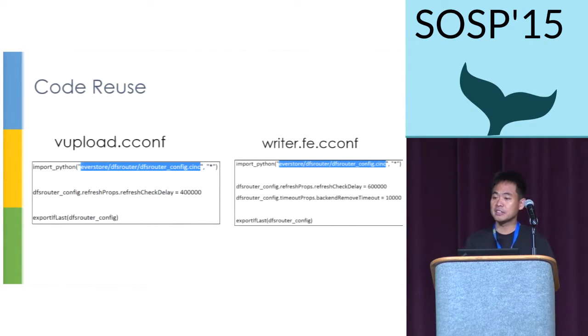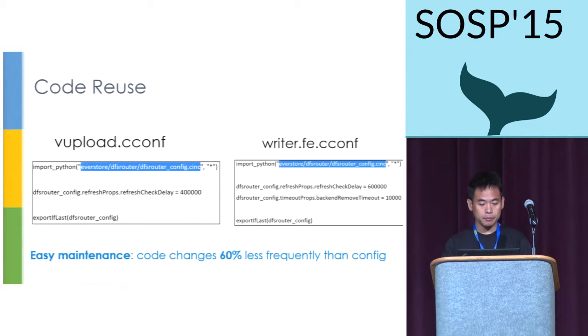However, if we reuse the same library to write another configuration program, then with just 4 lines of code, it can generate a configuration file of more than 1,000 lines. Then that's not cheating, that's the real benefit. Both configuration files are real examples we use in production. I copied them from our production server yesterday. So our data shows that configuration code changes 60% less frequently than configuration files, primarily because of code reuse. So this is the real benefit.